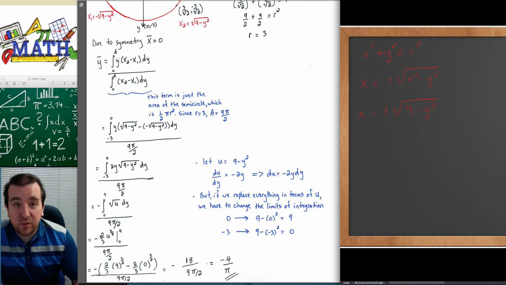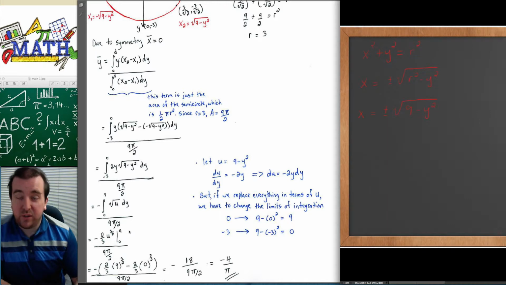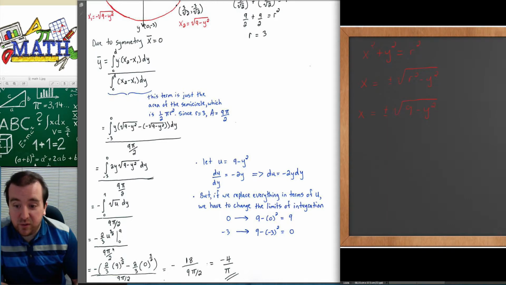We find the integral and drop the integral signs once we've found that. The integrand is u to the half, so the integral is u to the 3 over 2 over 3 over 2. As I've done before in the last video on the semicircle, we can write that more easily as 2 over 3. So it's negative, notice the negative sign is still there, -2 over 3 u to the 3 over 2, integrated from 0 to 9, all over 9 pi over 2.